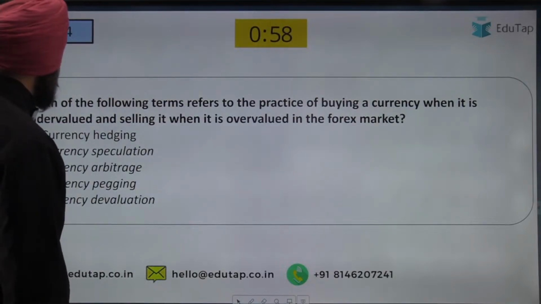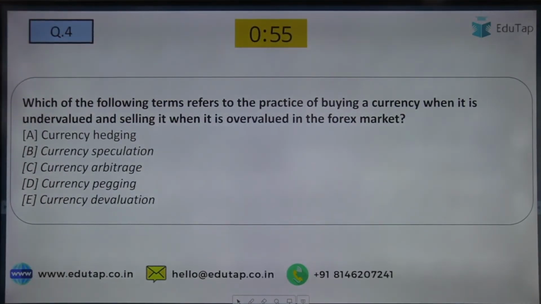Now let us move on to the next question, question number 4. So please answer this one. Which of the following terms refer to the practice of buying a currency when it is undervalued and selling it when it is overvalued in the forex market? So very easy, straightforward question, I would say. Please try to answer it. Option A is hedging, option B, currency speculation, option C, arbitrage, option D, pegging, and option E, devaluation. So mark your answers.